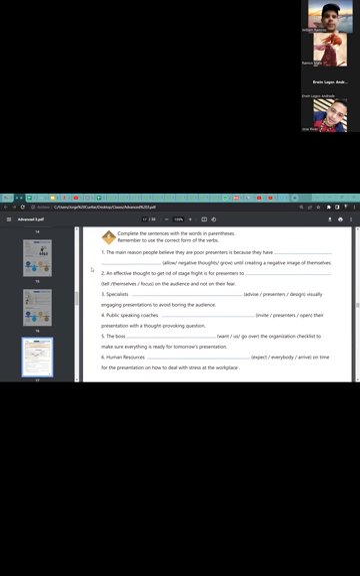So who is going to do number two? Anybody want to share number two? Me, teacher. An effective tool to get rid of stage fright is for presenters to tell themselves to focus on the audience and not on their fear. Perfect, very good.